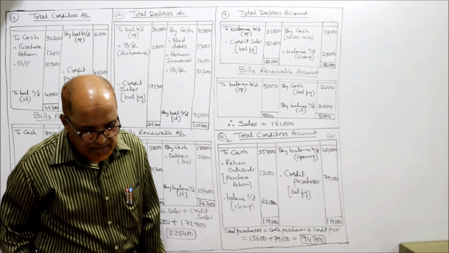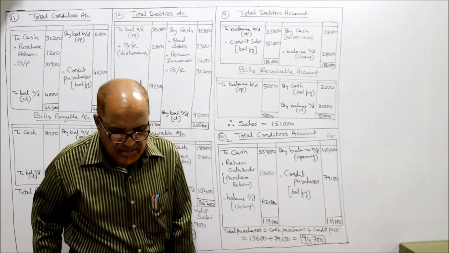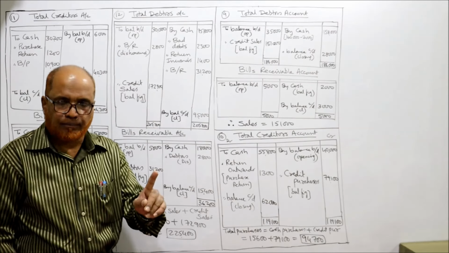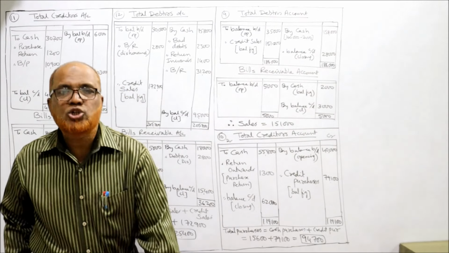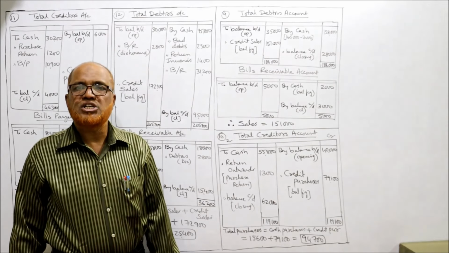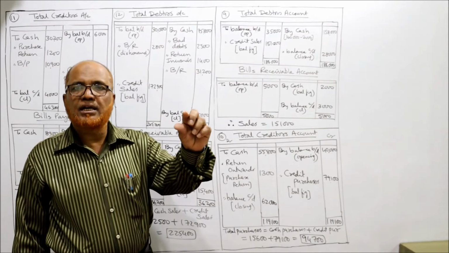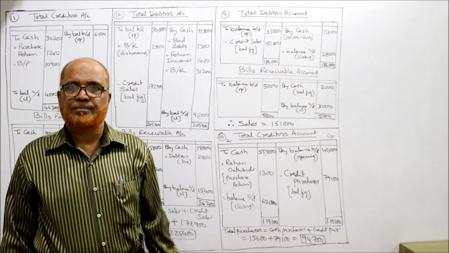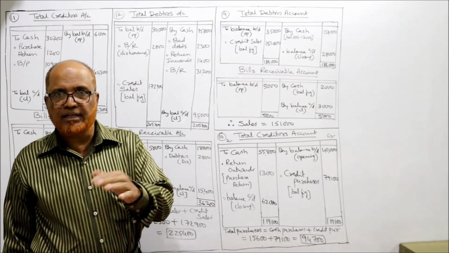Opening 40,000. Next item given is creditors on 1st January, 40,000, we have taken. First item. Second item, cash paid to creditors. When we pay cash to creditors, what is the journal entry? Creditors account debtor to cash. Cash is going out, so we credit cash.